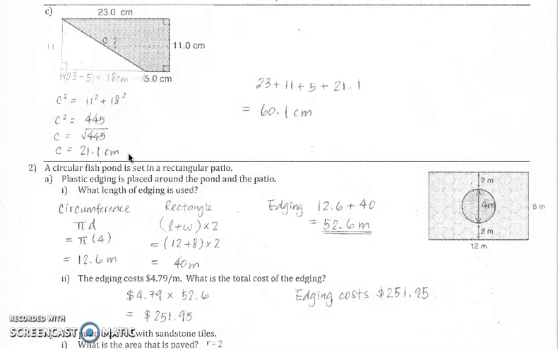Now we have the lengths of all 4 sides of the trapezoid. We can add them all together. 23 plus 11 plus 5 plus 21.1. This is the perimeter of the trapezoid, 60.1 centimeters.